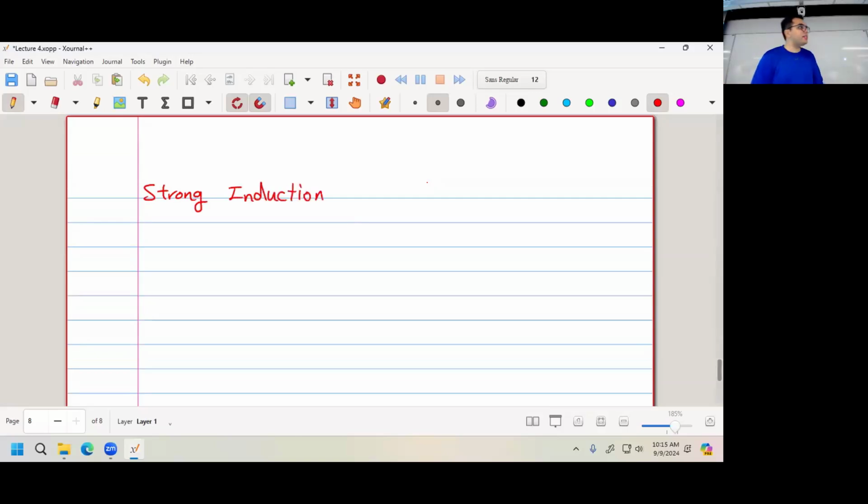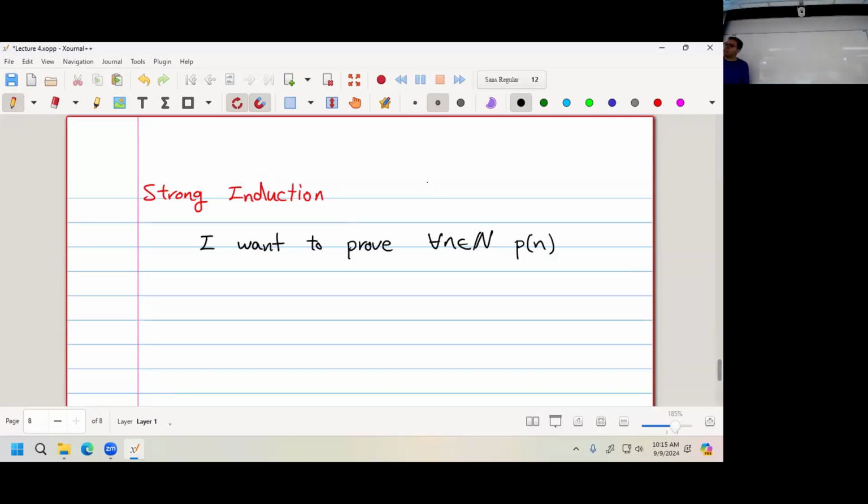Now, the situation is very similar to before. It's that I have some property, and I want to prove that this property holds for all the natural numbers. Okay, so I want to prove that some property P holds for all natural numbers. I want to prove that for every natural number n, P of n holds. Now, what I did in normal induction was that I said, well, P of 0 holds, and I also proved that whenever P of I holds, P of I plus 1 holds, right? But here, I'm going to change it a little bit. I'm going to say, prove two things.